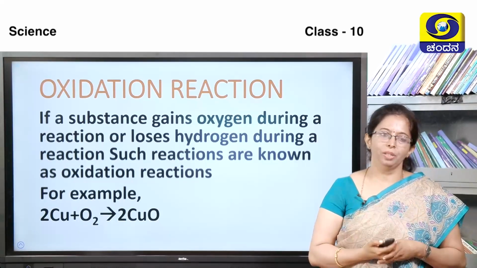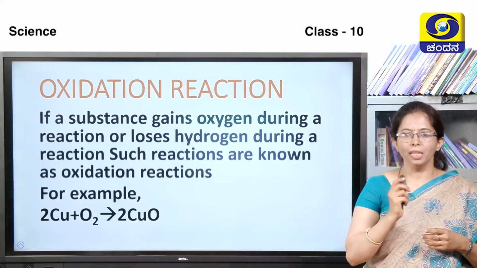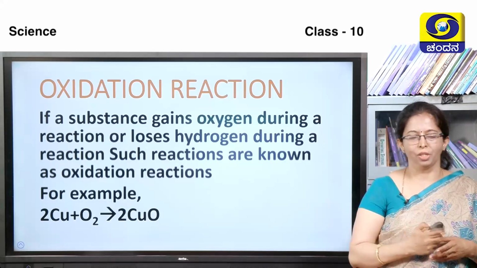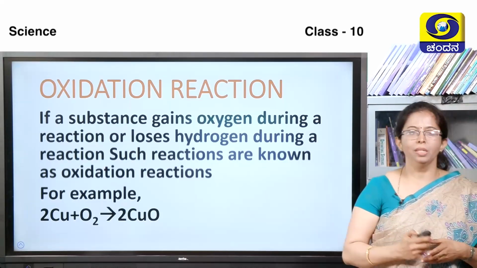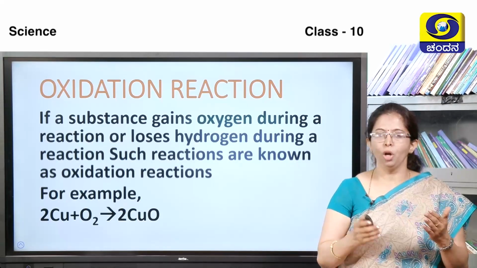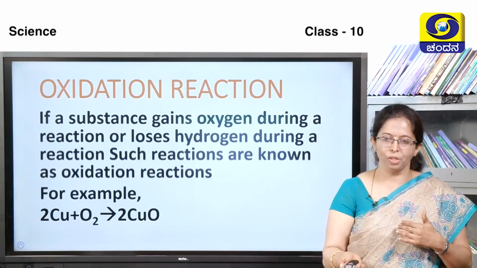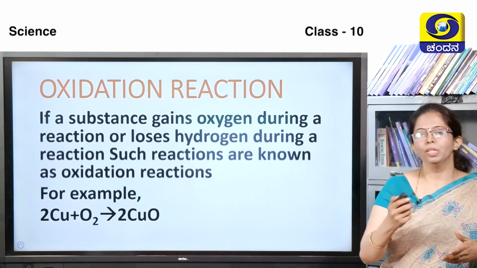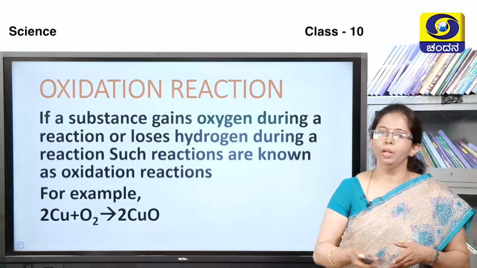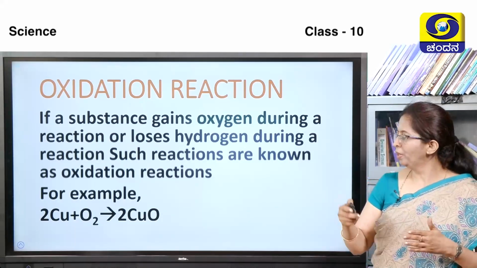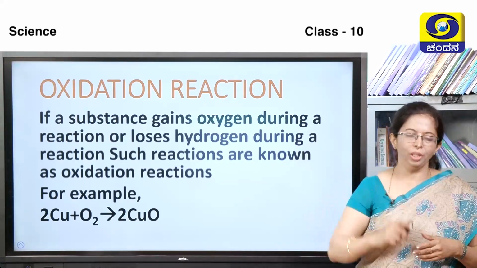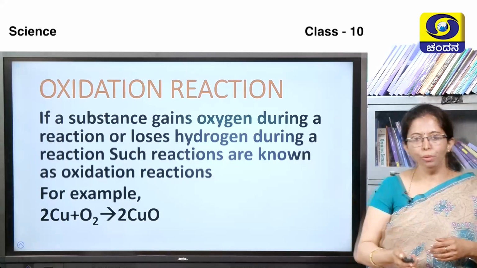What is oxidation reaction? If a substance gains oxygen or loses hydrogen during a reaction, such reactions are known as oxidation reactions. As the name itself suggests, oxidation is the adding of oxygen; gaining oxygen or losing hydrogen during a reaction is known as oxidation reaction. Example, when copper is heated in the presence of air, it reacts with oxygen to form a black coating on copper. That is copper 2 oxide.